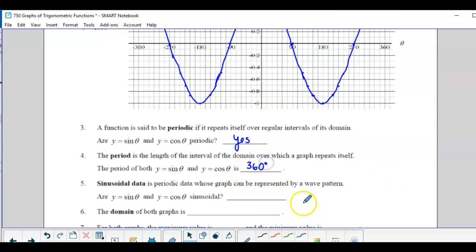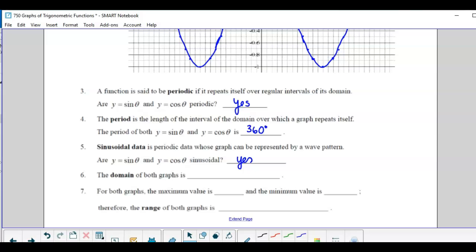As long as you get back to where you started in the same direction, you can tell what the period is. Okay, so sinusoidal data is periodic data whose graph can be represented by a wave pattern. It doesn't mean that there aren't other types of sinusoidal graphs that aren't y equals sine theta and y equals cos theta, but basically these are the primary ones because that word comes from it, right? So these are sinusoidal, of course.